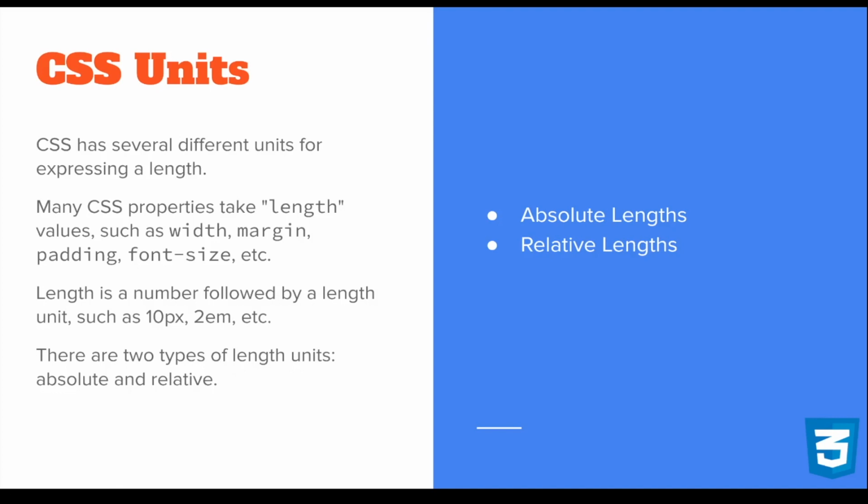CSS has several different units for expressing length and width of a particular parameter. So it's very important that you understand how those lengths and widths are being defined. Many CSS properties take length values, such as width, margin, padding, font size, and so on.